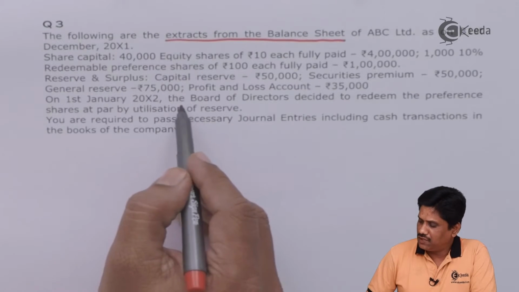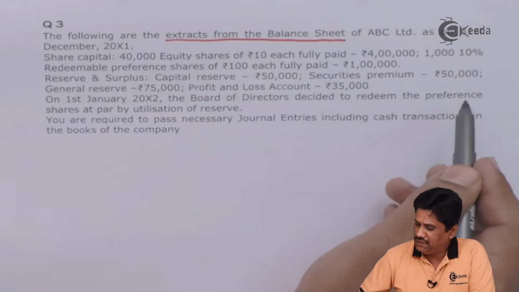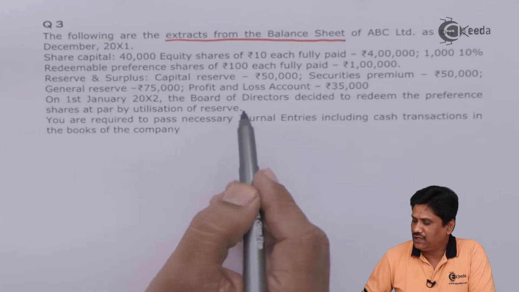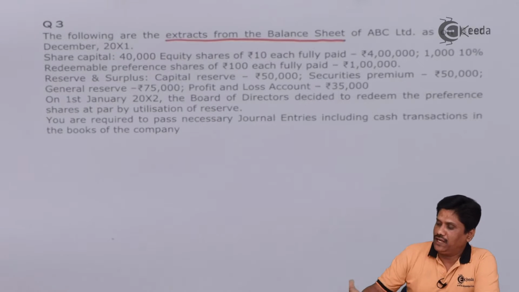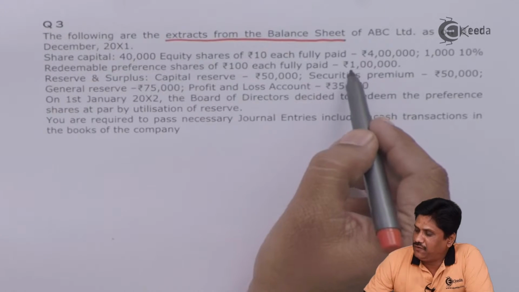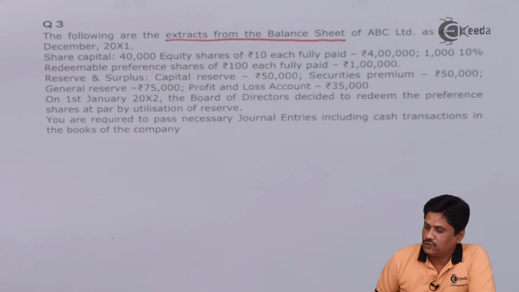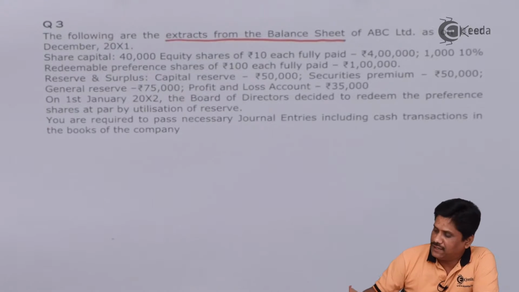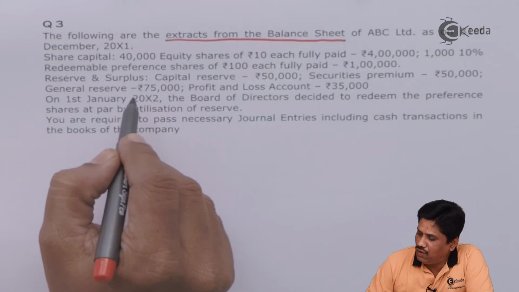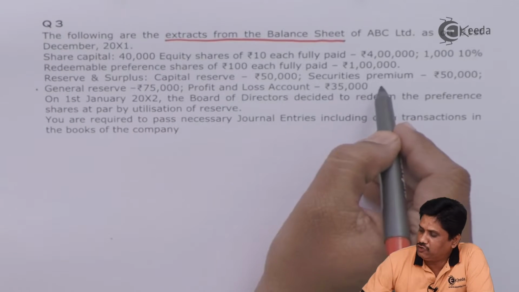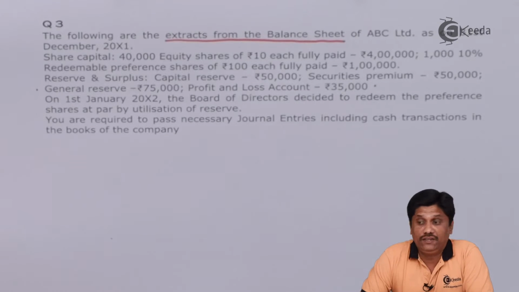On 1st January 2000, the Board of Directors decided to redeem the preference shares at par by utilization of reserve. That means they will not make a fresh issue. By utilization of reserve means how much? See, preference share capital we have to redeem is 1 lakh. So I need reserves of rupees 1 lakh. So for 1 lakh, I will firstly use my general reserve of 75,000 and then I will use my P&L account of rupees 25,000.